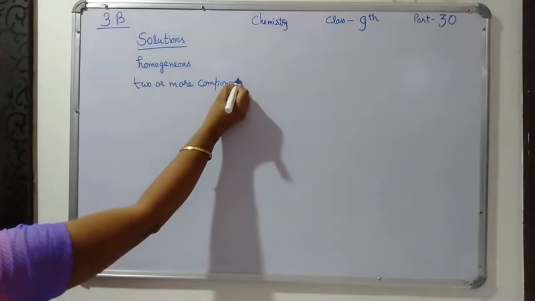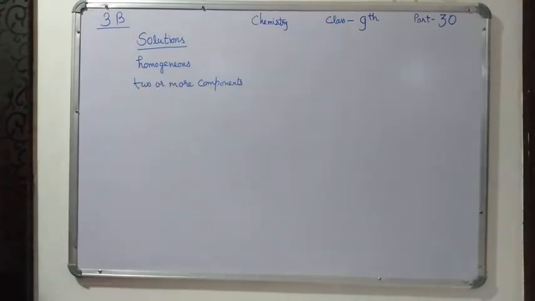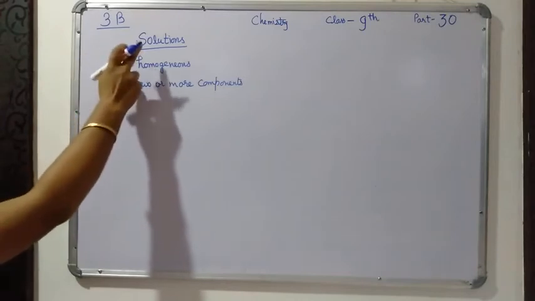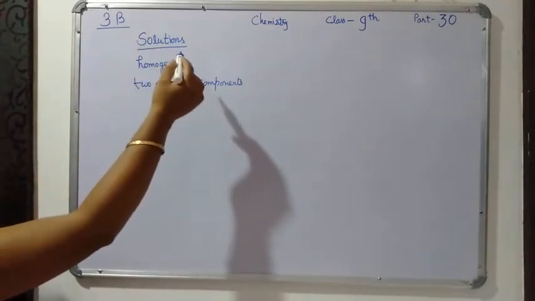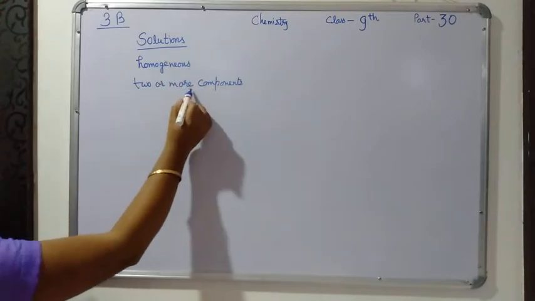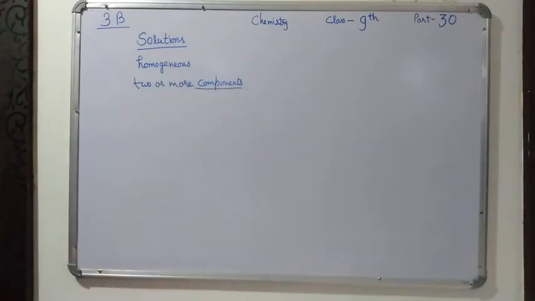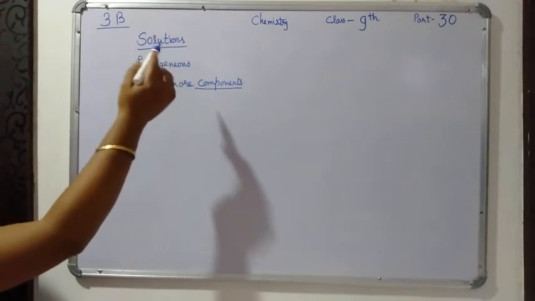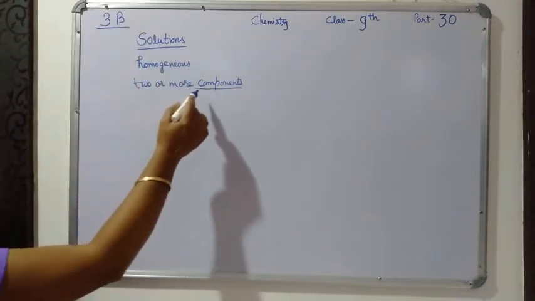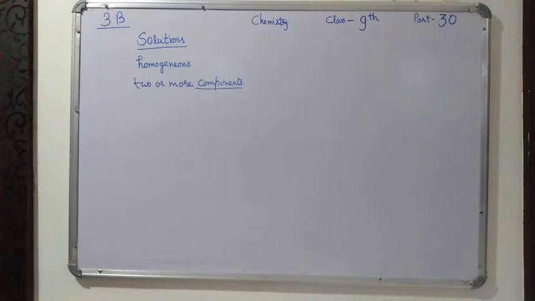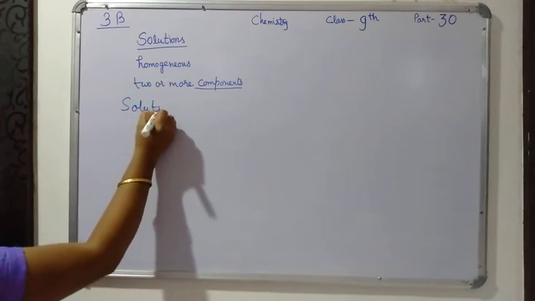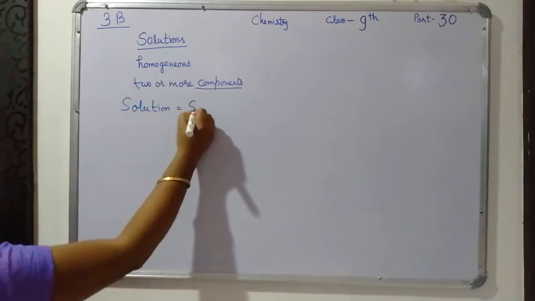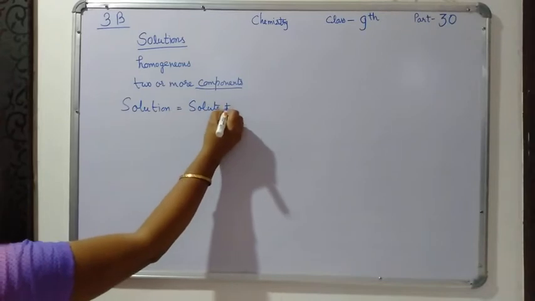When two or more components are mixed with each other, you get a solution. And this solution's composition will be changed if you change the amount of the components. So this is called a solution. You can say a solution is a combination of solute and solvent.